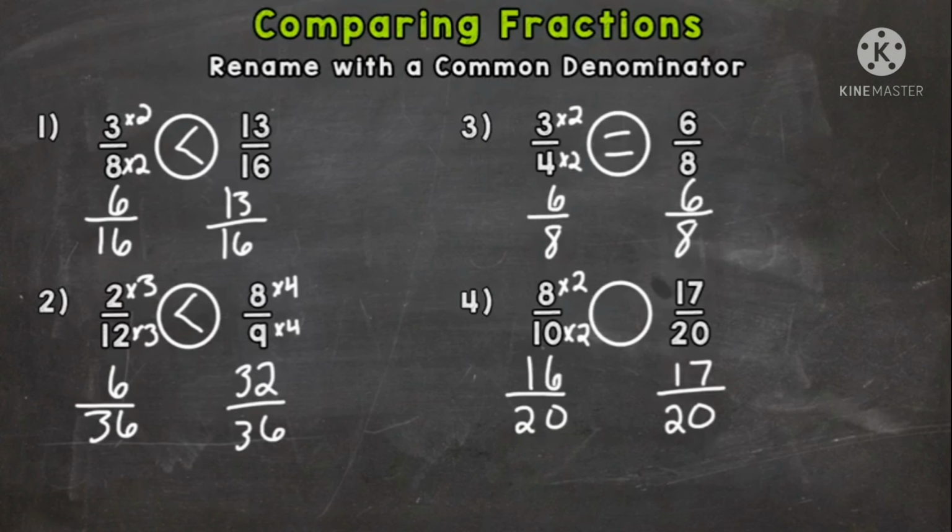Now these fractions are very close in value, but the 17/20 is 1/20 greater. It's a little bit greater. So let's read this left to right. 8/10 is less than 17/20. So there you have it. There's how you compare fractions. Use benchmarks, right? Use half to kind of judge where you're at with the fractions, and then rename using common denominators in order to prove your answer.